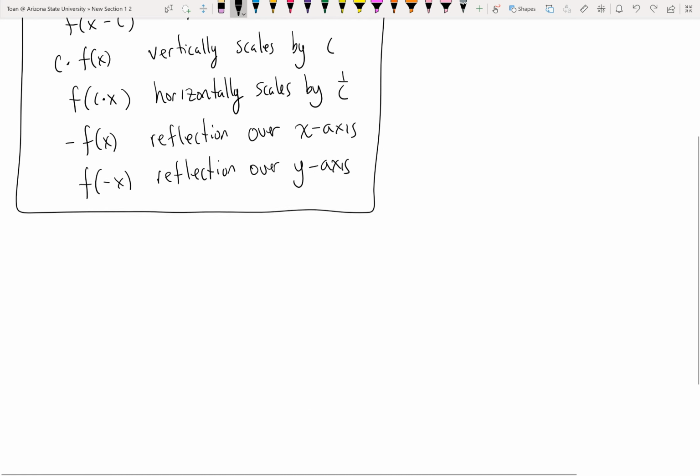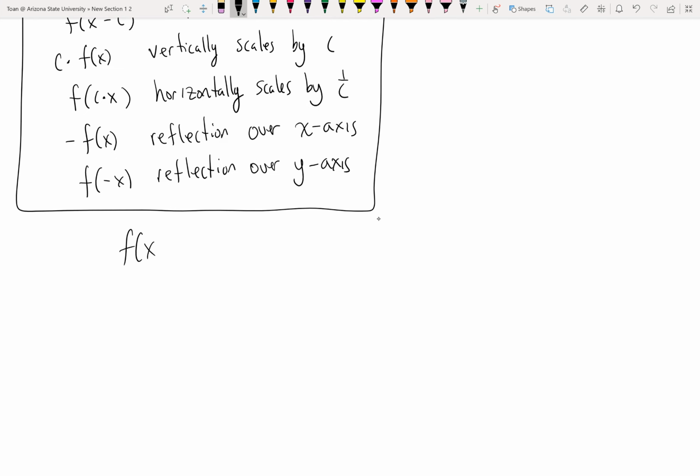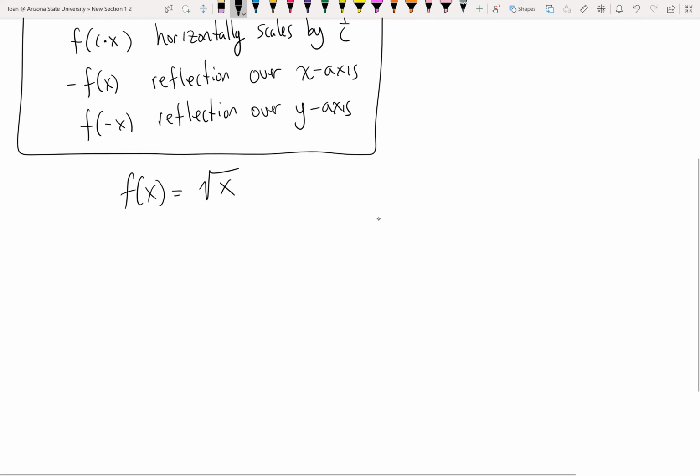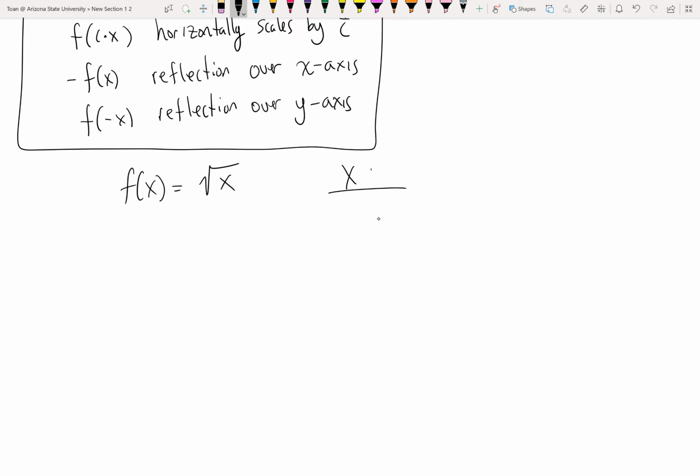So let's take a look at the parent function of the square root function. This function here, without any bells and whistles, no adding, no subtracting, no multiplying, let's see what it looks like. Well, the best way to investigate any new function is with an XY table. However, I'm going to be a bit strategic. Since I know this is a square root function, I'm probably only going to pick perfect squares. So let's pick 0, 1, 4, and 9, right?